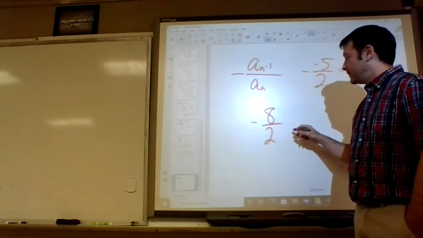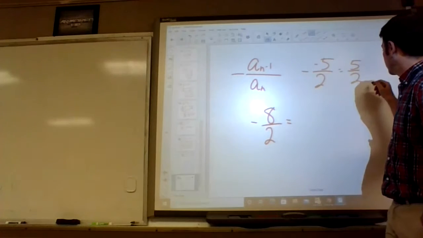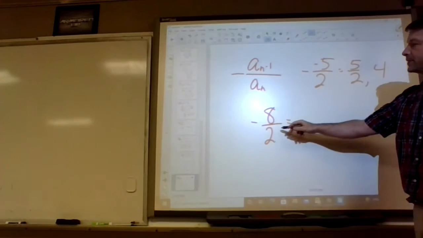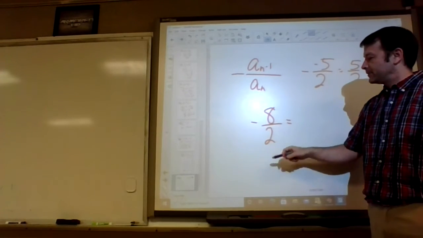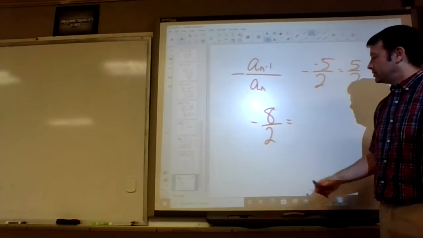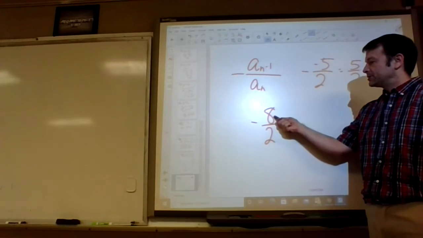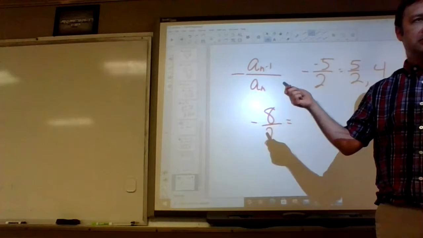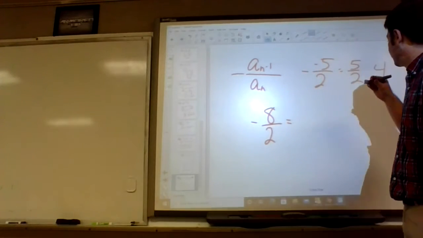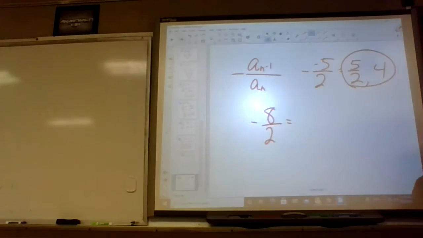Yeah, it's -8 over 2, so it's 4. Wait, where'd you get the 2? The first coefficient. Last coefficient, first coefficient. And the last one was the middle coefficient. The first one was the sum, the second one was the product.